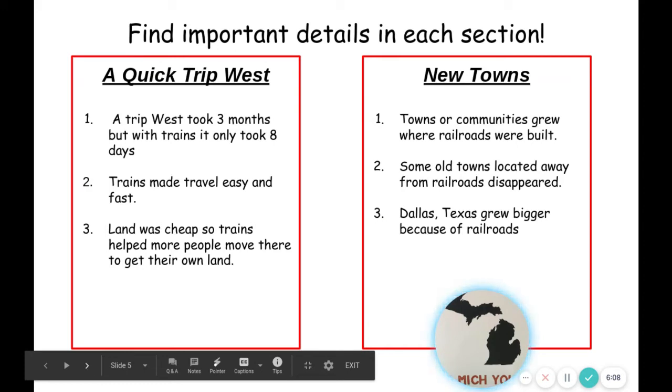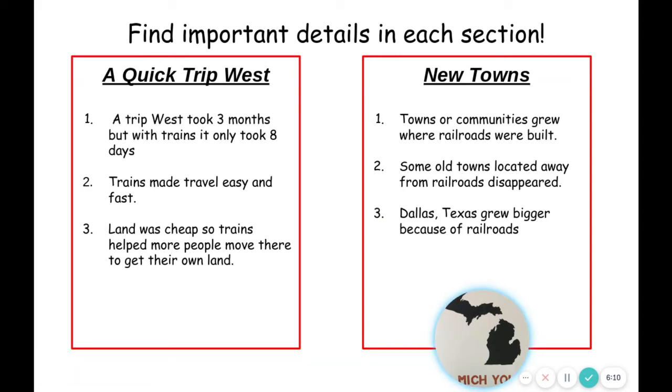So on one side, a quick trip west, I knew that a trip west took 3 months. But with trains, it only took 8 days. I tried to put that in my own words. I am not copying any of this from the article itself. You cannot do that. That is called plagiarism, and it's not allowed at all, not in school and not in college or anything. So do the best you can to put these in your own words.